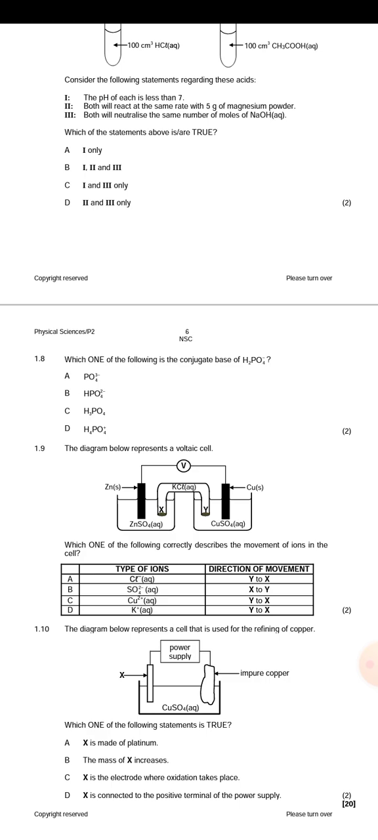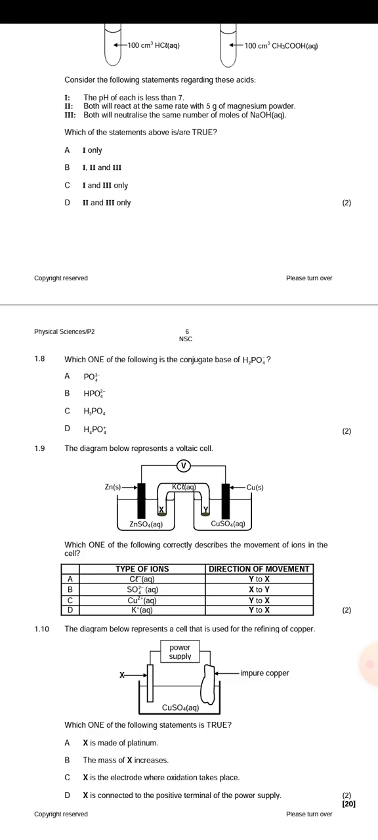Then the last question, 1.10. The diagram below shows a cell that is used for the refining of copper. Which one of the following statements is true? Number 1, X is made of platinum. Nope. The mass of X increases. Well, that kind of sounds right. X is the electrode where oxidation takes place. Nope. Oxidation needs to take place at the anode. The anode is the one where we have the impure substance. So the impure copper, that's the anode. That's where oxidation needs to take place.